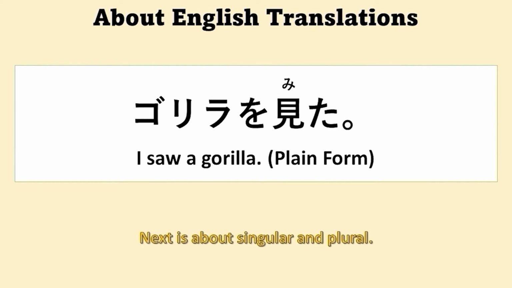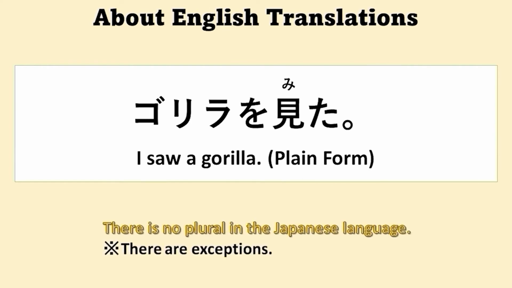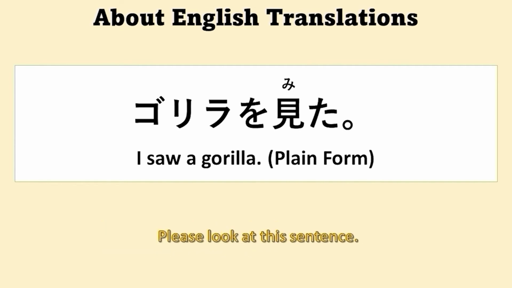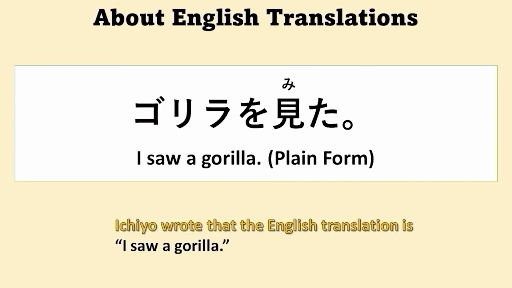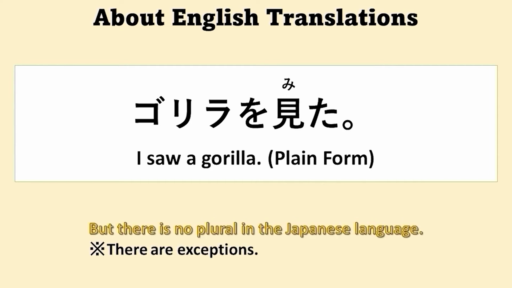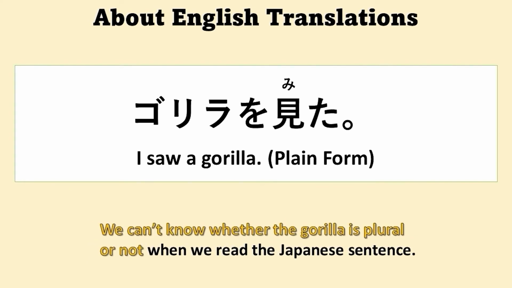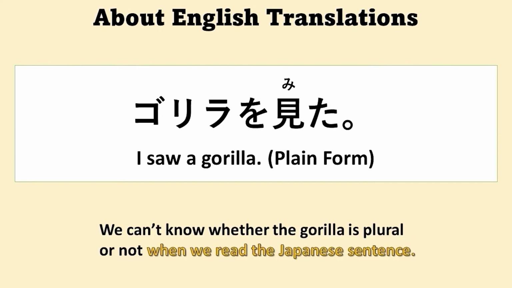Next is about singular and plural. There is no plural in the Japanese language. Please look at this sentence. It is read as ゴリラを見た。 Ichiyo wrote that the English translation is, I saw a gorilla. But there is no plural in the Japanese language. We can't know whether the gorilla is plural or not when we read the Japanese sentence.